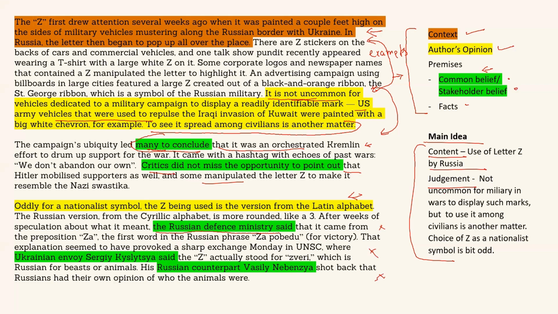The author says that it is not uncommon for military people to use it, but for civilians to use such symbols is another matter, meaning it is not common. And then the author has questioned why they have chosen Z as a nationalist symbol. It looks a bit odd. The author has not given any opinion about the meaning. Please remember, the author has not given any opinion on the meaning, only the opinion of the other people. So that is what the main idea is about.